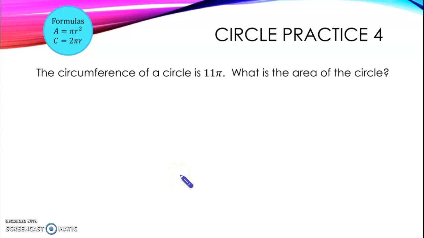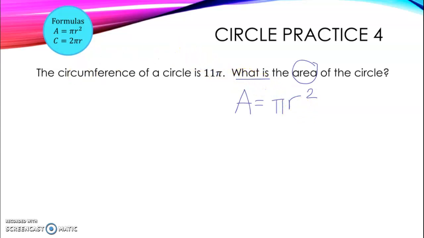We'll do one last kind of challenge problem here, and the question is, the circumference of a circle is 11 pi. What is the area of the circle? So the question is, what is the area? So I know I'm going to have to use that formula. Area equals pi r squared. But I don't know what the radius is. They only told me that the circumference of a circle is 11 pi. So how can I figure out the radius if I know the circumference?